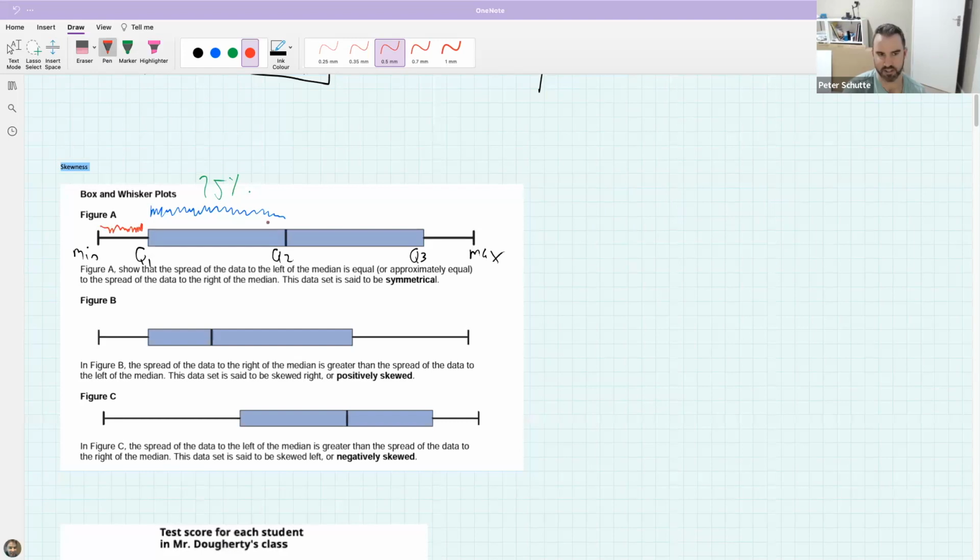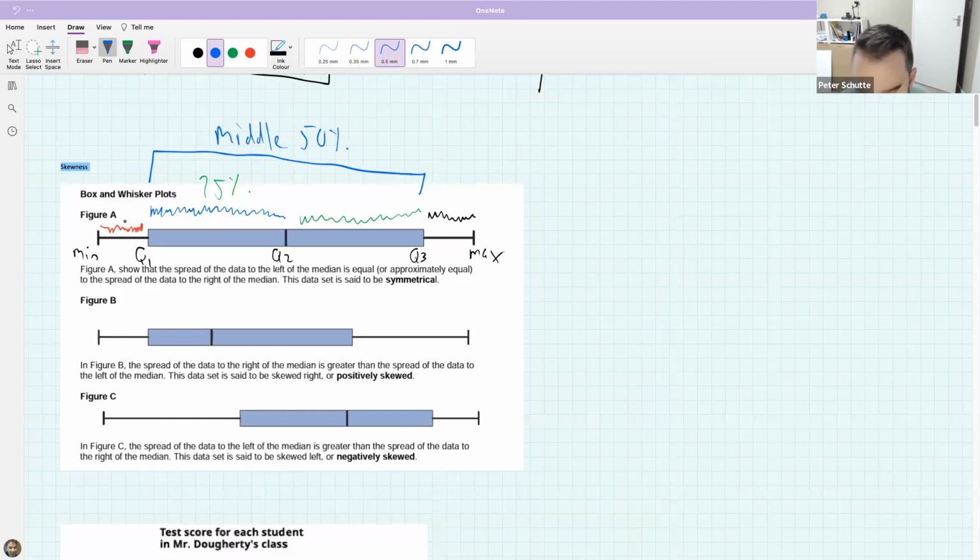The next 25% is here. The next 25% is there. And the last 25%, or the highest 25%, is up here. 50% of the data would have had to cover an area like that big, because that is the middle 50% of the data, or this is the interquartile range. It's Q3 minus Q1. Okay, so that was me being sneaky.